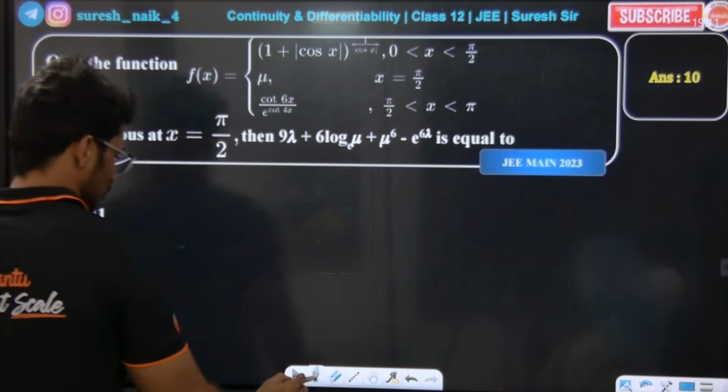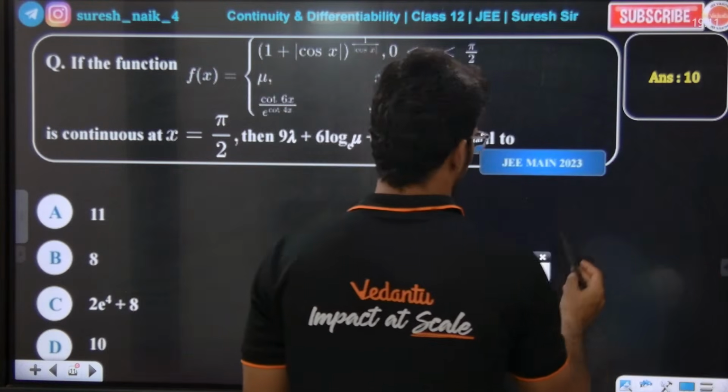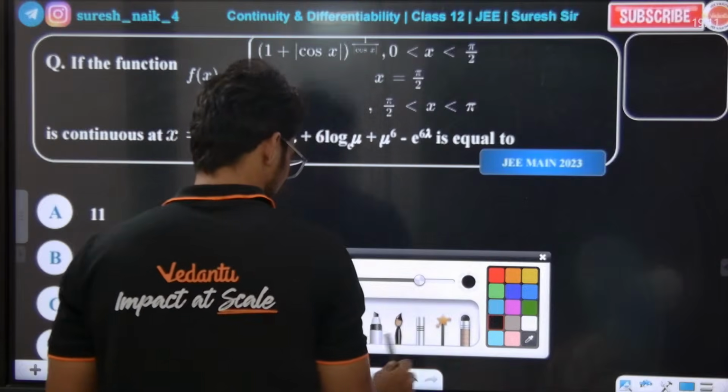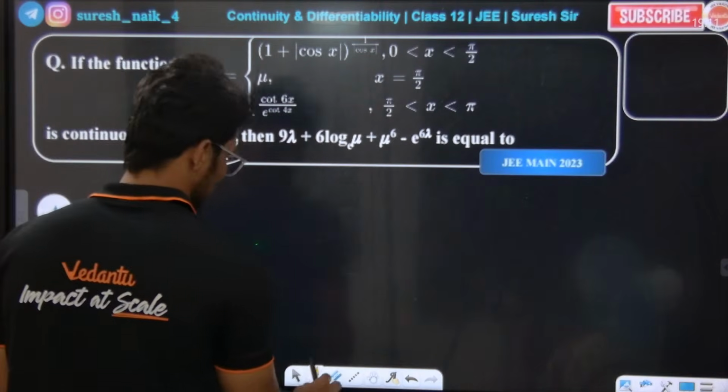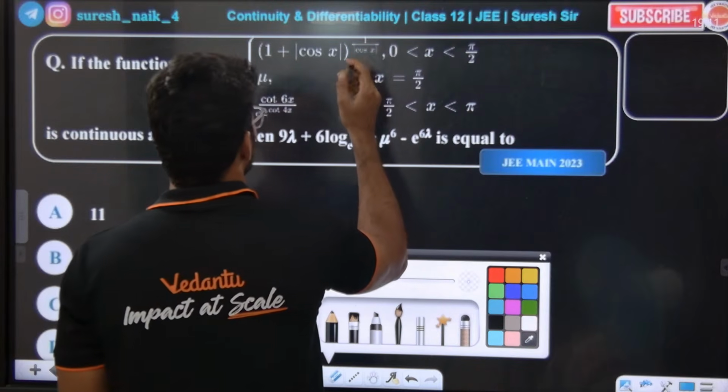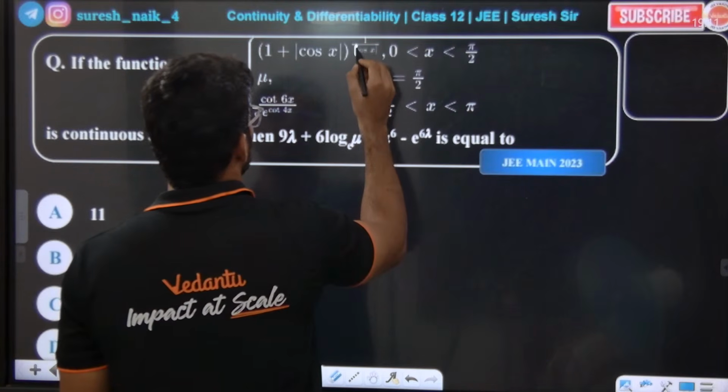We'll do this question. Super question, another question. Are you getting the point? This is a 2023 JEE question. f of x is this. Sir, why have they given the mod here? What is the mod?